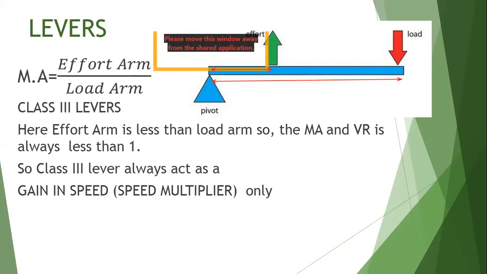And more importantly, you also have to remember that my class 1 has all the three characteristics, whereas my class 2 has only one characteristic, and the same is true with class 3. My class 1 can be a force multiplier, a gain in speed, and a change in the direction of force. Whereas my class 2 will act only as a force multiplier, and my class 3 will only act as a gain in speed or speed multiplier.